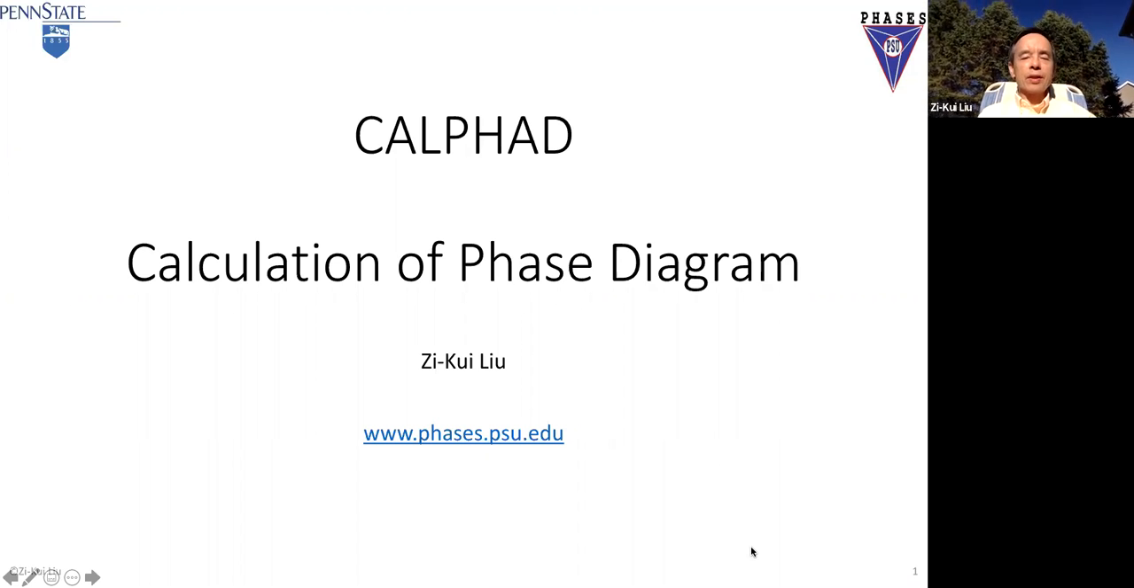Well, CALPHAD, as it says here, stands for Calculation of Phase Diagram. When you think about a phase diagram, you usually think it's equilibrium. That's right. So phase diagram is for equilibrium. However, the thermodynamics behind the phase diagram is not only for equilibrium. It's for non-equilibrium, for actually any state of a system.